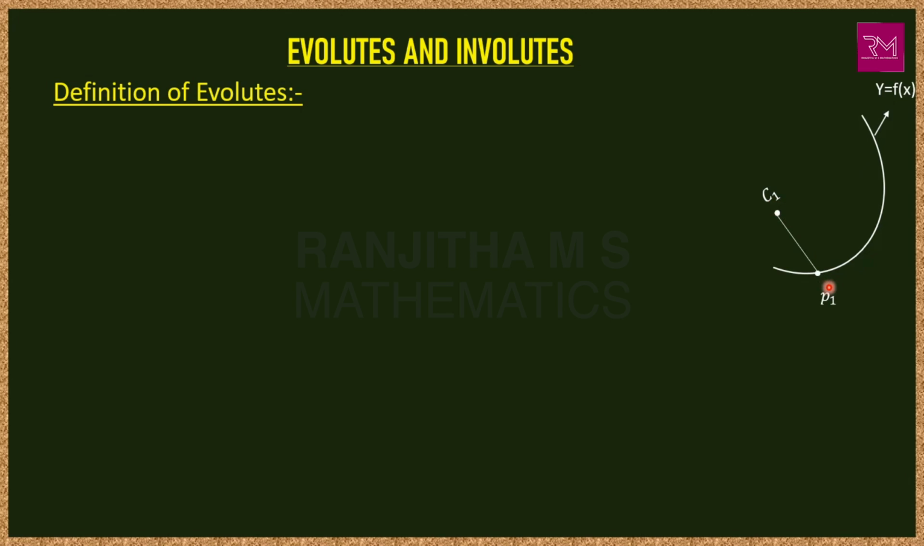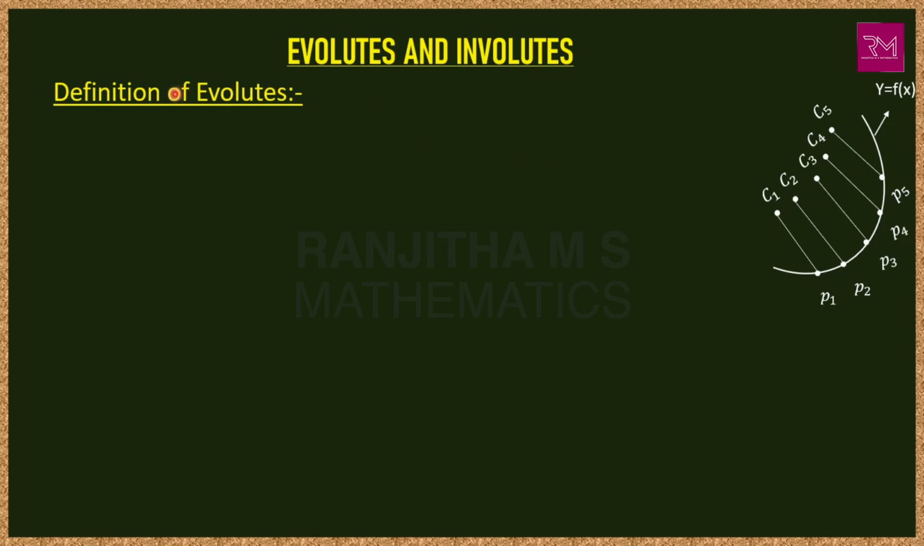The distance from C1 to P1 is our radius of curvature. We already discussed radius of curvature and center of curvature in the previous video. Similarly, P2 be any point on the curve y is equal to f of x such that C2 is the center of curvature for the point P2. Similarly, we can take P3, P4, P5 and so on, or any points on the curve y is equal to f of x, such that C3, C4 and C5 and so on are the centers of curvature for the corresponding points. This shows that for any point on the curve, there is a center of curvature.